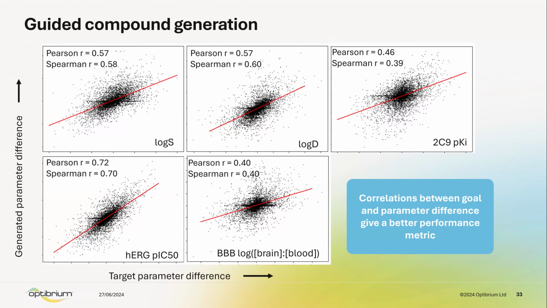And we see here that this is correlated across all parameters. We get a very nice correlation for some of them, slightly more challenging for others, but in general, we get a very good correlation out. And what this tells us is that we are successfully optimizing for multiple parameters at the same time with our guided generative AI approach, which is really nice.